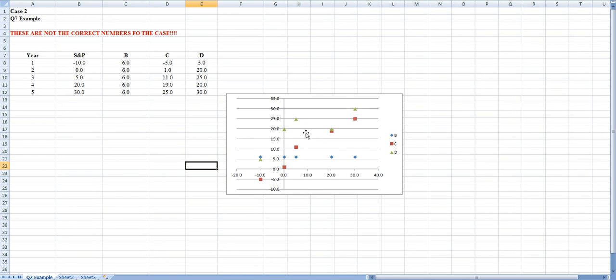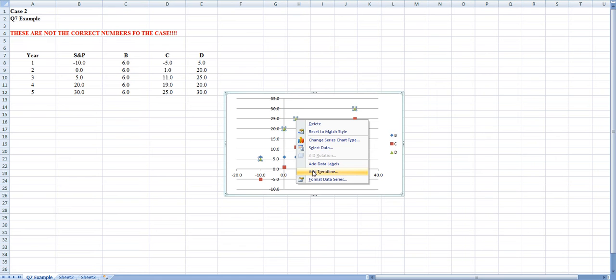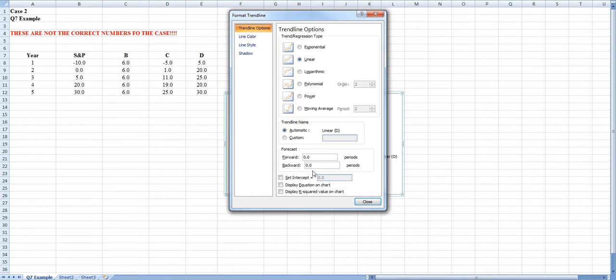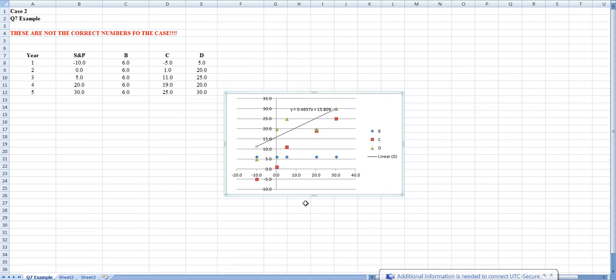Then on the scatter graph, click on any of the symbols. Right click on the symbol, go down to Add Trend Line, and then make sure linear is marked because you want a line. You don't want a curvy line or anything like that. You don't want to connect the dots. You want a line. And then we also want to display the equation on chart because that is what will actually give us our beta calculation. And then click Close. And this is our regression equation for asset D.